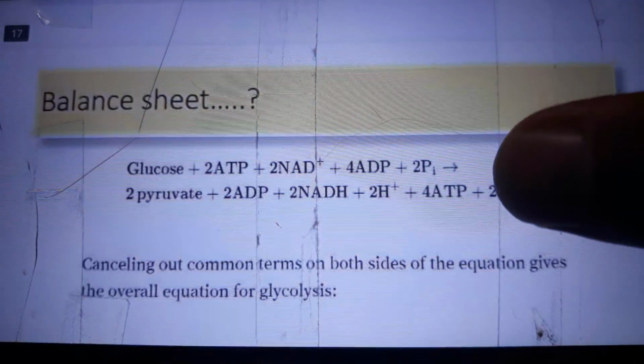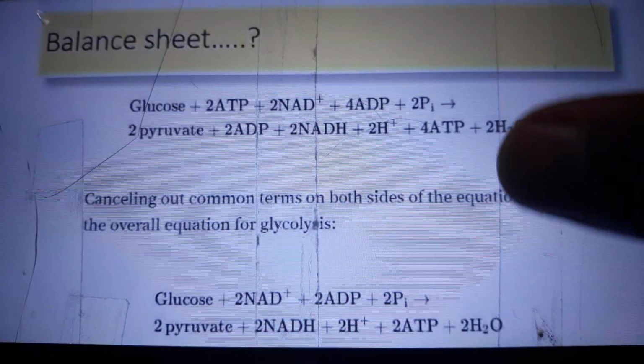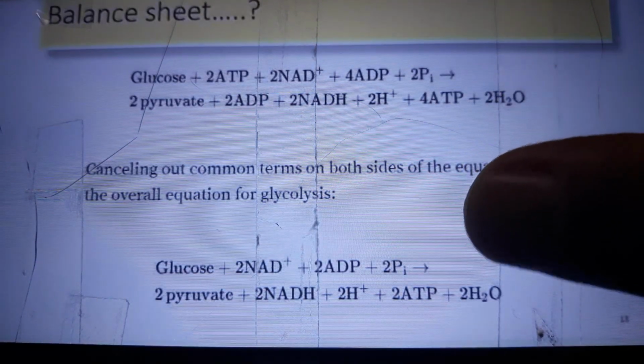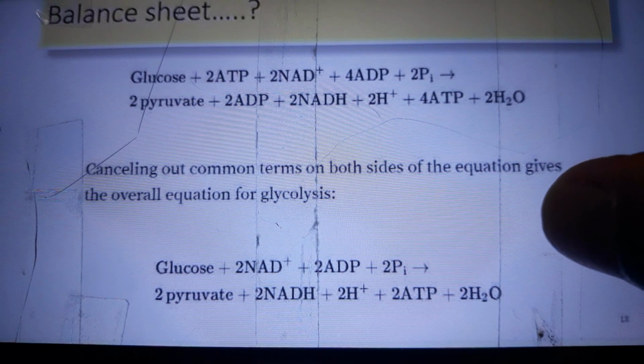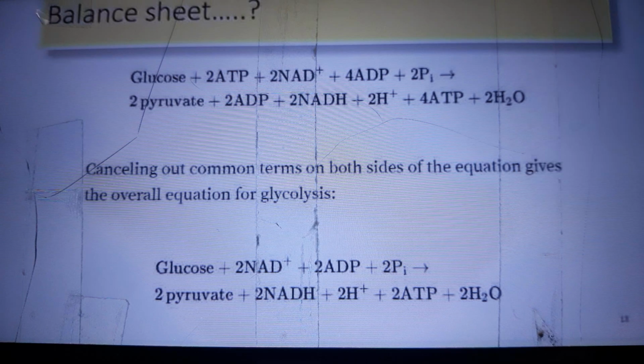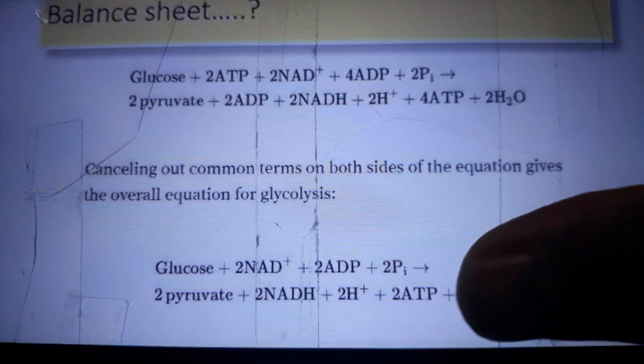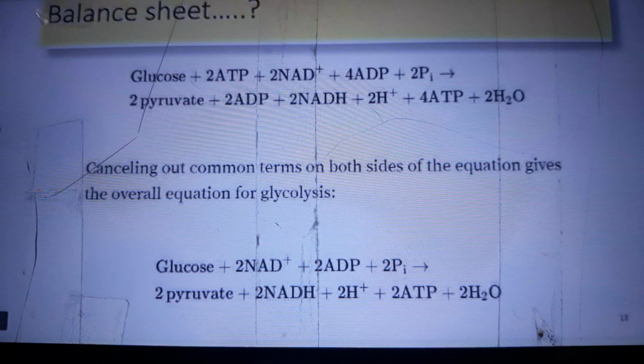It's okay, and we have a balance sheet: glucose plus 2 ADP plus 2 NAD plus plus 4 ADP plus 2 Pi gives 2 pyruvates plus 2 ATP plus 2 NADH plus 2 H plus 4 ATP plus 2 H2O. These are all formulas you can always remember for the exams. Cancelling out common terms on both sides.